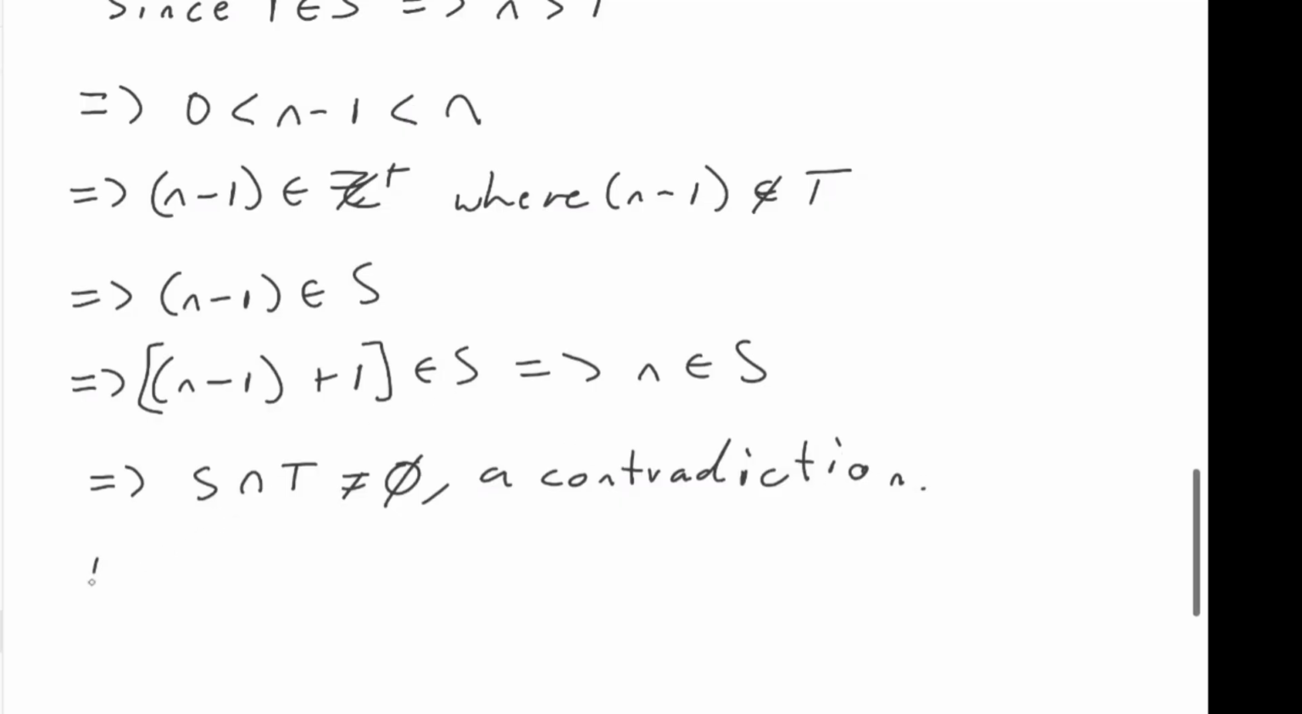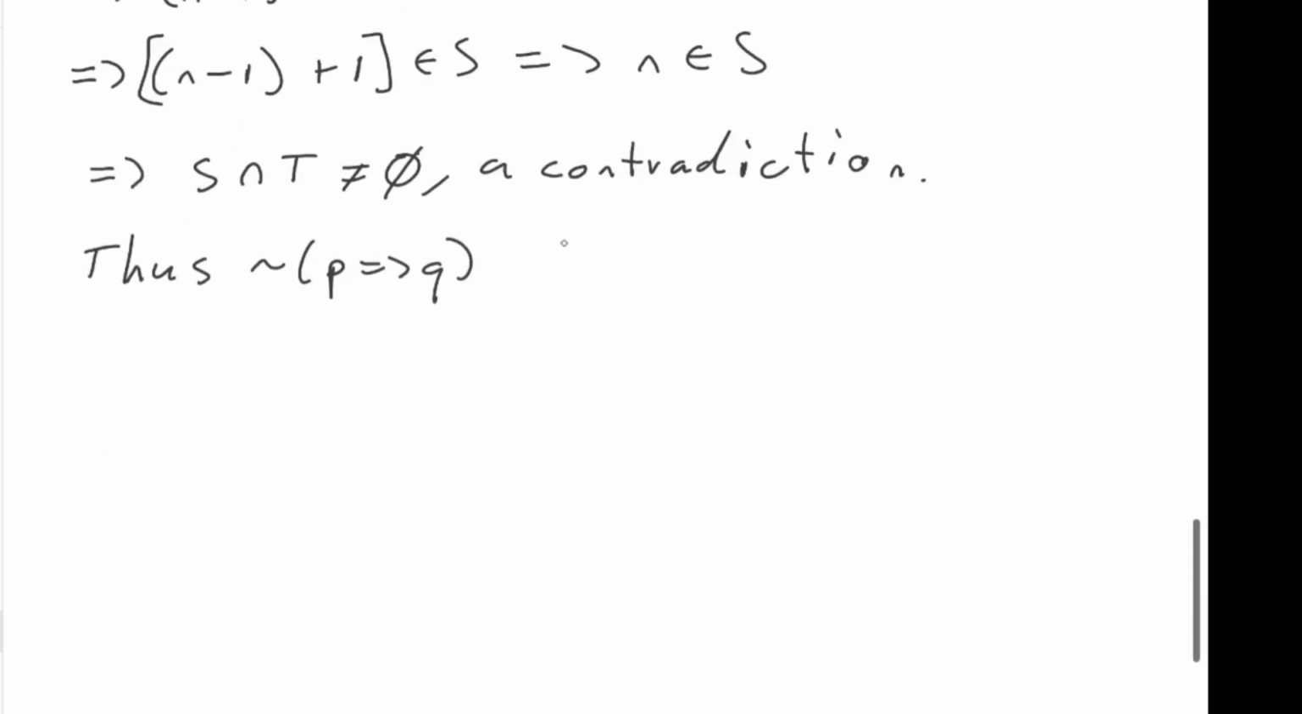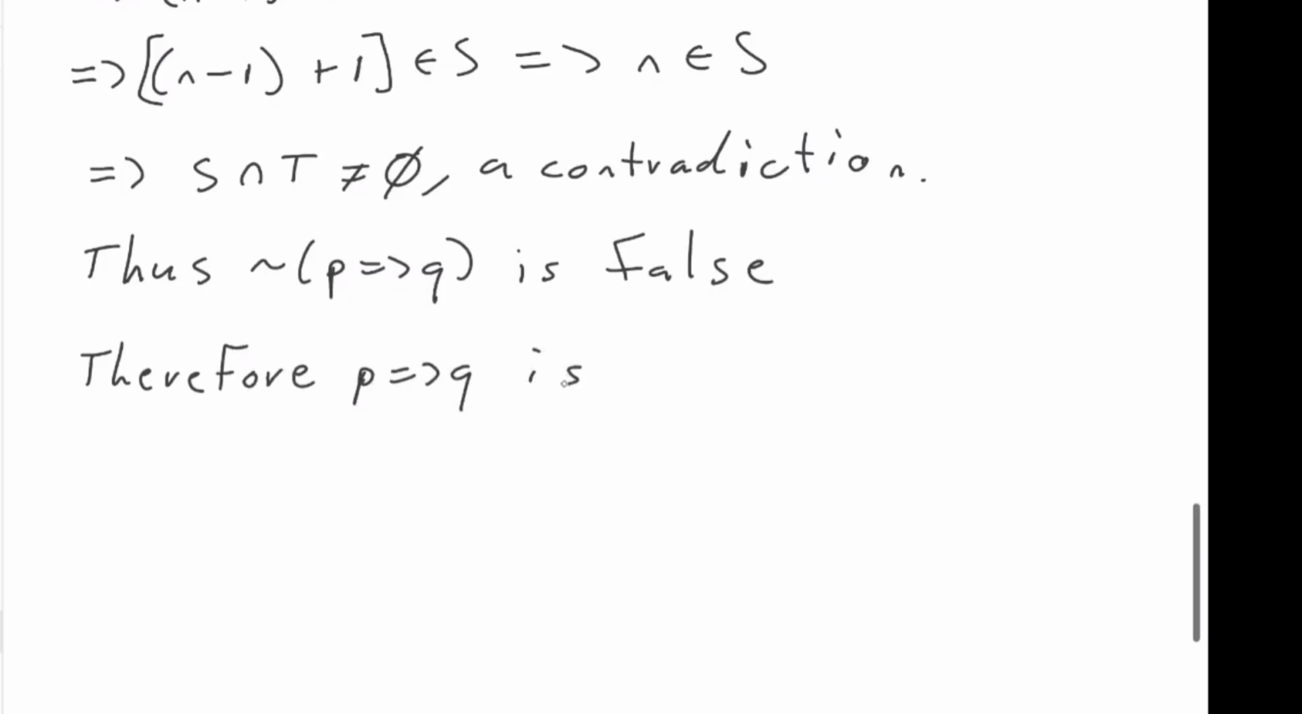Okay, thus the negation of P implies Q, what we did here formed a contradiction, so that means this statement is false. Therefore, P implies Q is true, essentially proving that this second principle of mathematical induction is true.